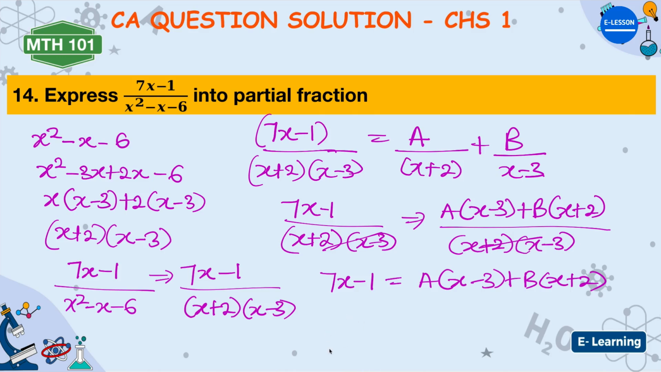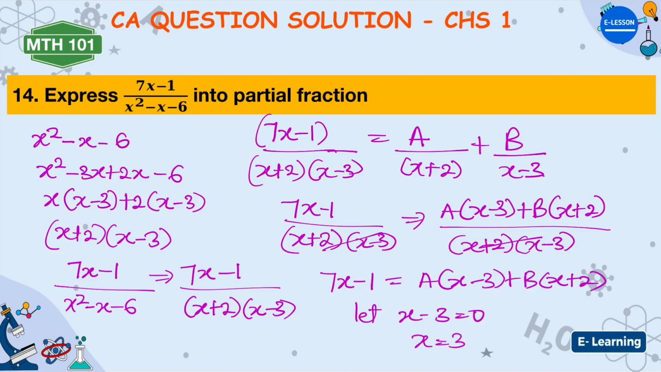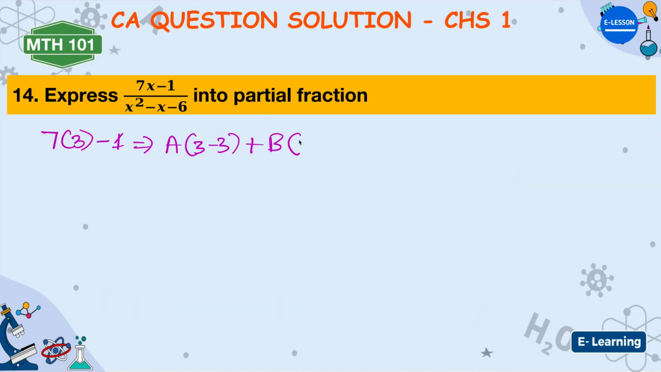Is that okay? So the next thing we are going to do now is to eliminate some. So let's say let x minus 3 be 0. It means x will be equals to what? 3. Because if this one crosses to this side, it gives us 3. So wherever we see x in this equation, put in 3 to eliminate a. So that will give us 7 bracket 3 minus 1 will be equals to a bracket 3 minus 3 plus b bracket 3 plus 2.